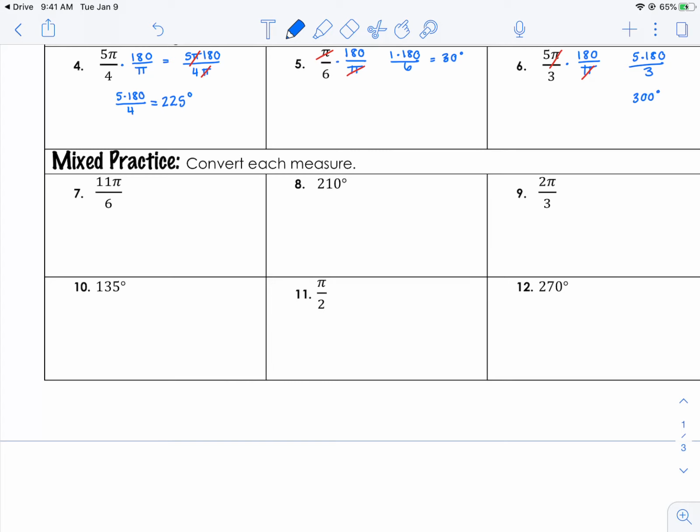Okay, so for number 7, you should have gotten 330 degrees. Number 8, you should have got 7 pi over 6. Number 9, you should have got 120 degrees. Number 10, 3 pi over 4. Number 11 should have been 90. And then number 12 should be 3 pi over 2.